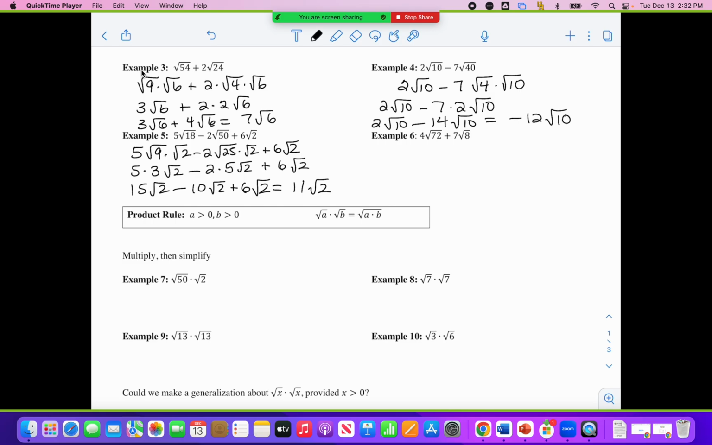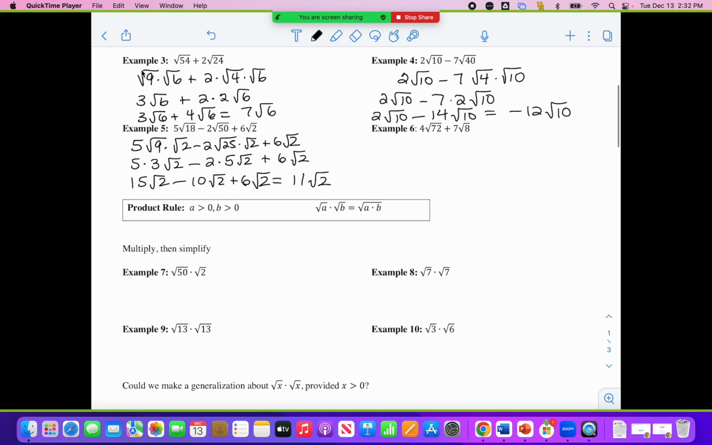I have a square root 72 and a square root 8. Now, in 72, I can get an 8, but see, 8 is not simplified. So I don't want to go with 8. Let me say that again. Just because I can get them both to have a square root 8, it's not simplified. So it is assumed that all radicals will be simplified, okay?